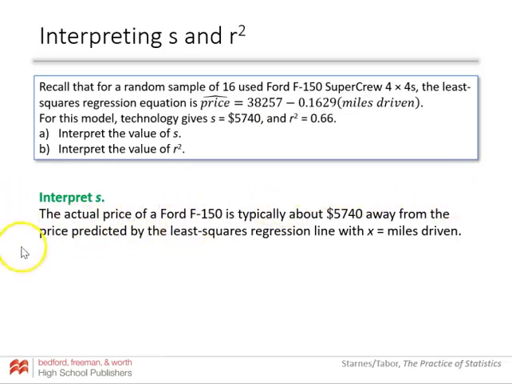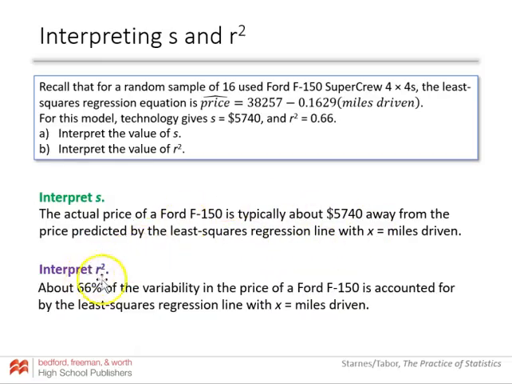Okay, so if we look at our truck, the actual price of a Ford 150 is typically about $57.40 away from the price predicted by the least squares regression line. And then for R squared, about 66% of the variability in price is accounted for by the relationship with miles driven.